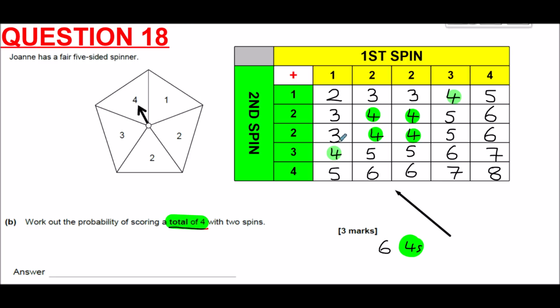Out of how many different combinations? Well, there's 5 rows and 5 columns, so it's 6 4s out of 25. So there's 25 different combinations, and out of them 25, 6 out of 25 would give you a total of 4. And so the answer for part B would be 6 out of 25.